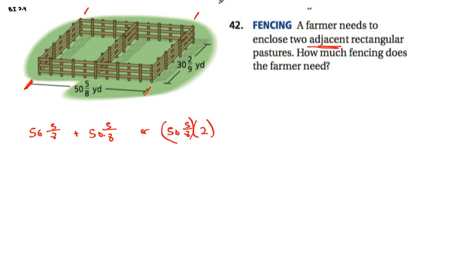Alright, either one of them would work. I'm going to go with the first option here, just because the math's going to be a little easier on this one. So if I add these two up, I'm going to get 50 and 50, which is 100.